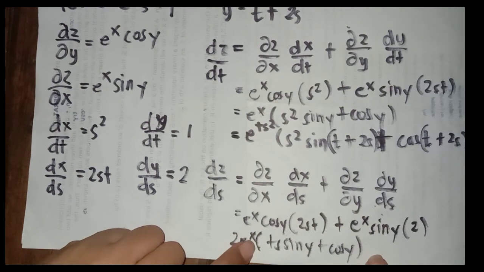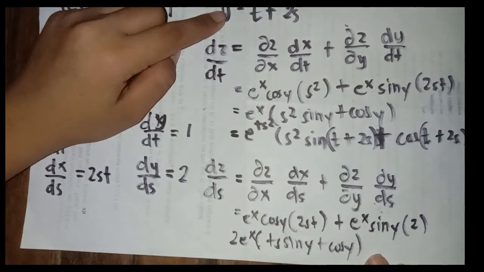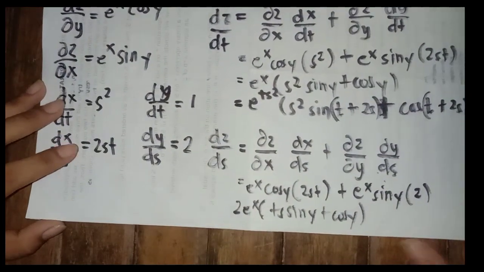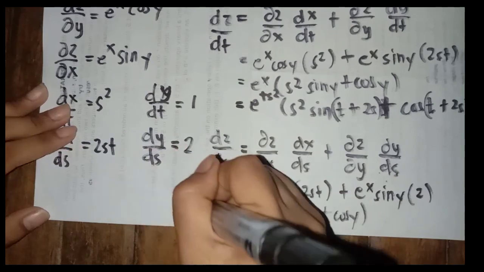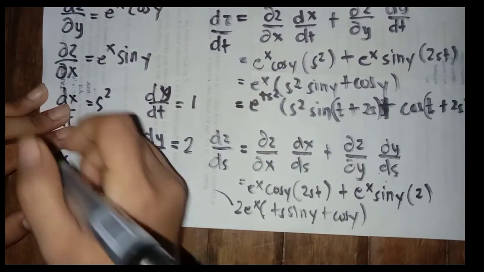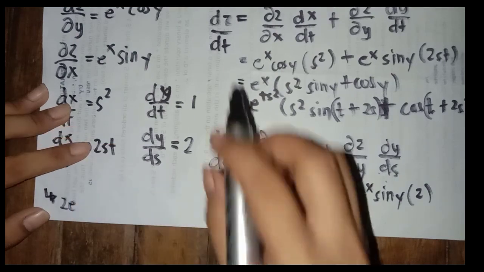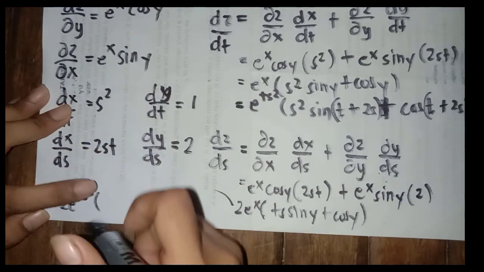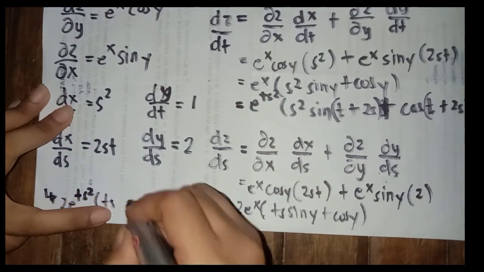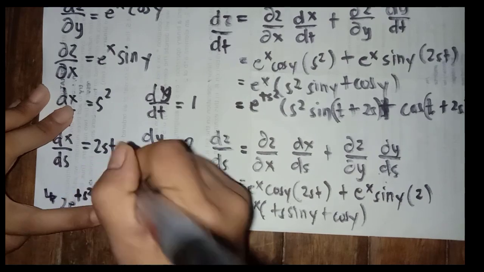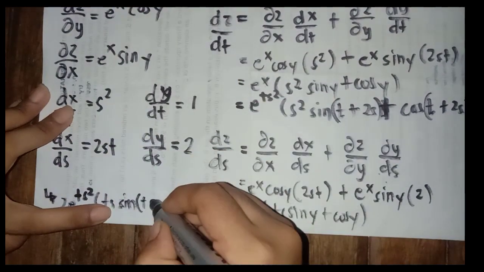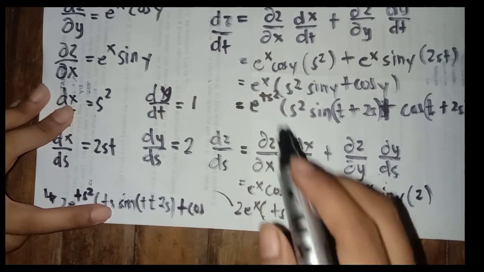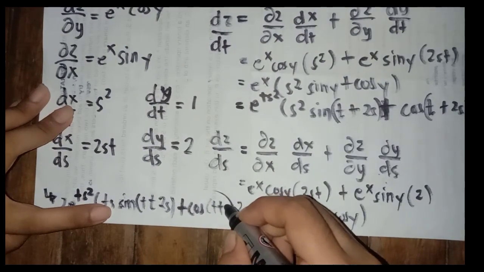So the x, we will substitute this with this. So our final answer is, we'll put this in here. So 2 e raised to t s squared times sine of t plus 2s, plus cos of t plus 2s.